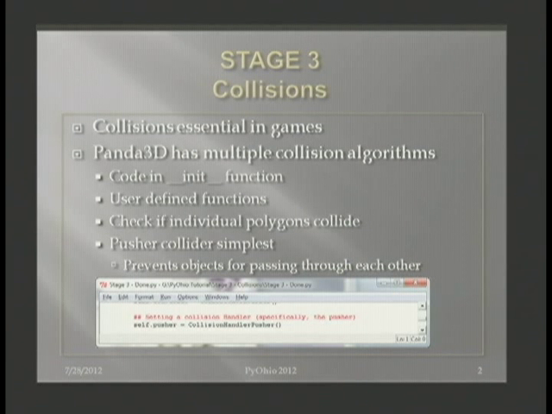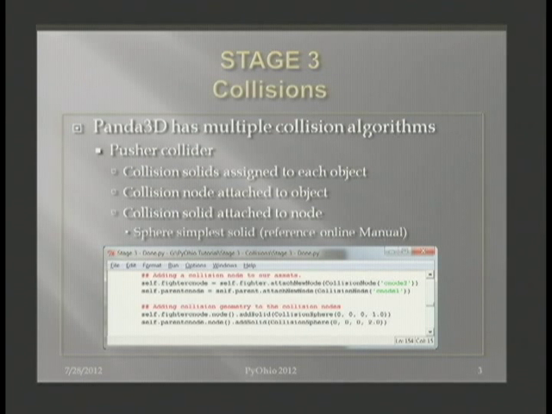As I said before, the pusher collider is the simplest. What the pusher collider does, it has an internal function: when 2 objects collide, it simply pushes them back. Now, to be able to trace this through our game architecture, we need to assign to each object a collision geometry.